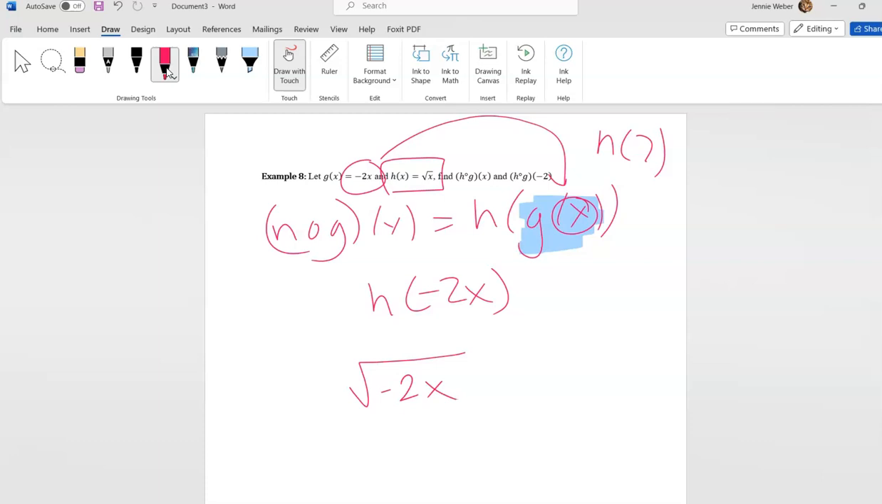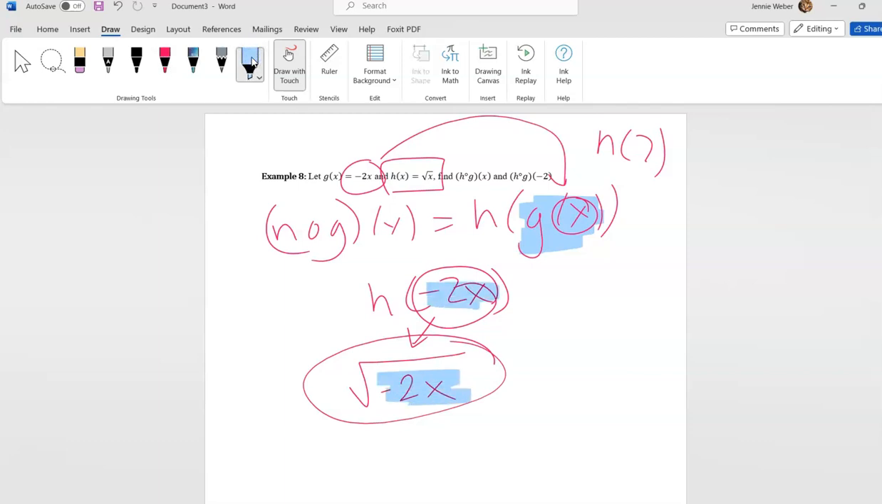Since this is my composition function, this would be my answer, because this told me to take all of g of x and plug it in. So then I replaced x with this whole term right here, okay? So this came down here because it's replacing x. And I'm just going from here to here.